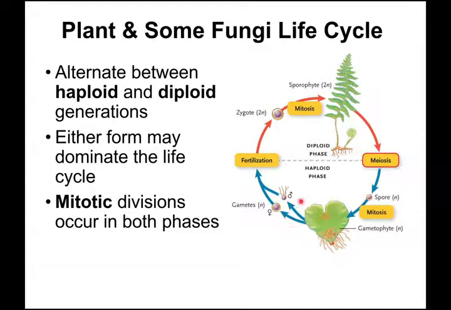These plants will grow and grow and grow. At a certain point, they will start producing, by mitosis in this case, the gametes, so the egg and the sperm, which then will fuse and will give origin again to the diploid phase, which is the one you see.